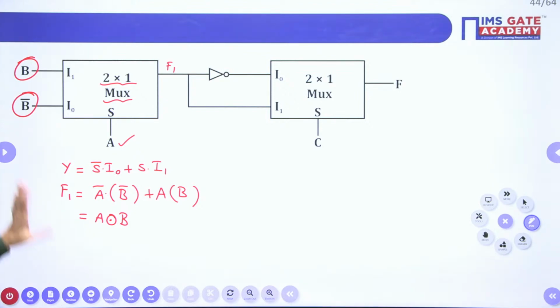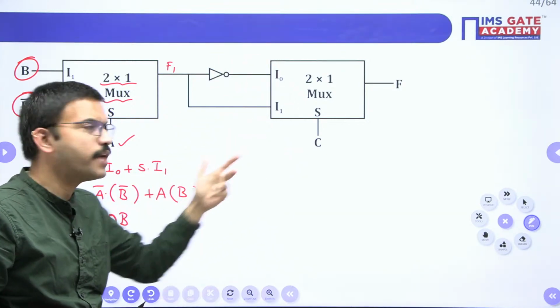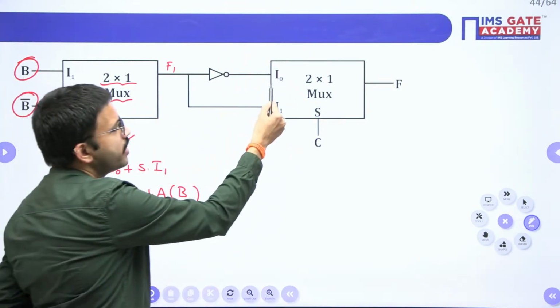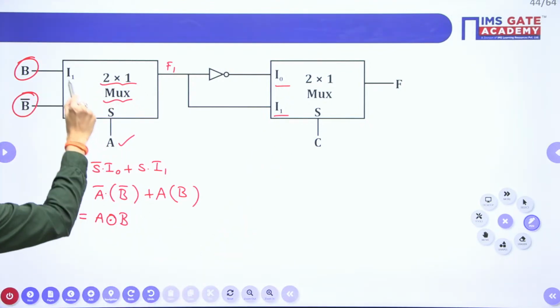See, here one more important point. In general, they will mention I0, I1 in the same order, but sometimes they will do a twist. Just observe here, I0 is present here and I1 is present here. But here they have given I0 down and I1 at the top.